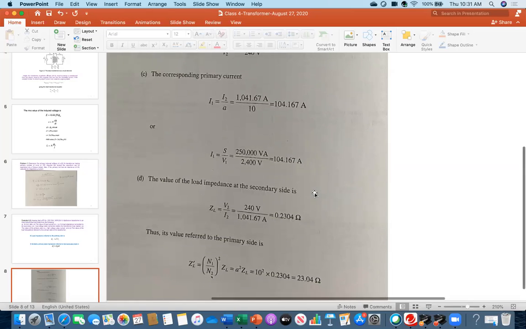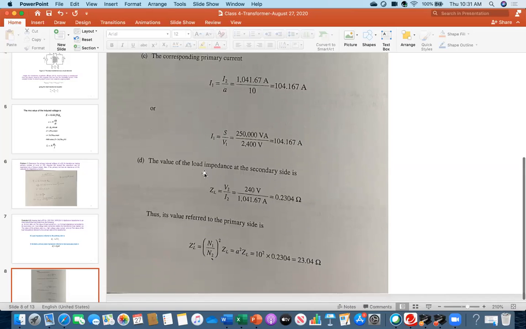And then the other question was, question number D, the value of the load impedance at the secondary side.